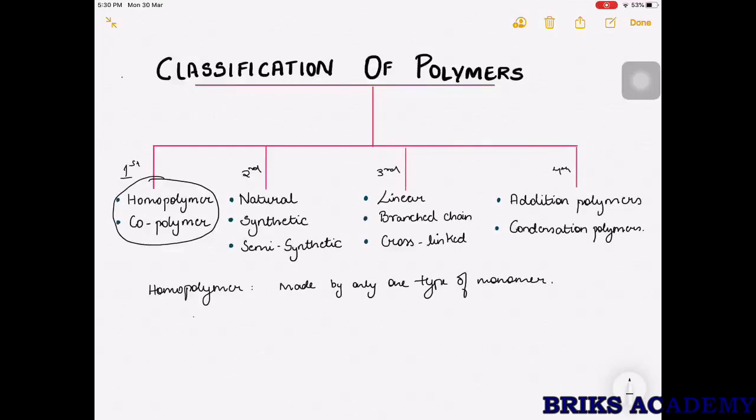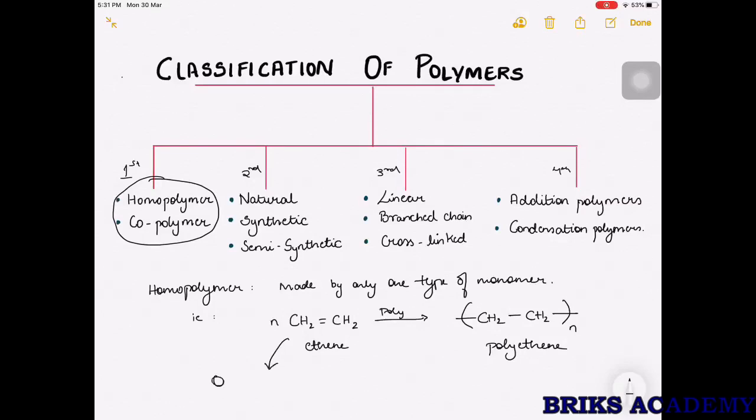For example, consider n number of moles of ethene. When polymerized, it forms polyethene. So, in the preparation of polyethene, there is one monomer, which is ethene, being used. So, polyethene is an example of a homopolymer.